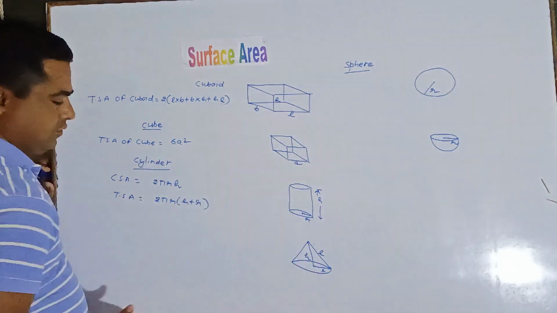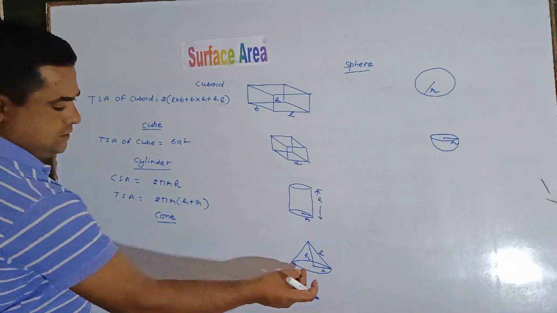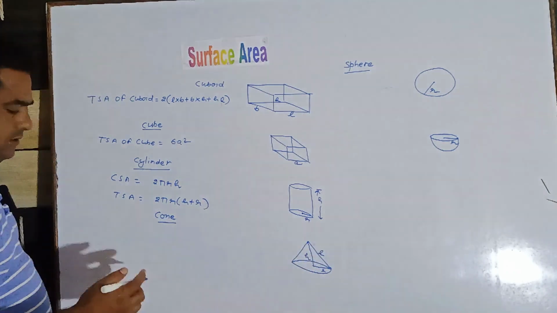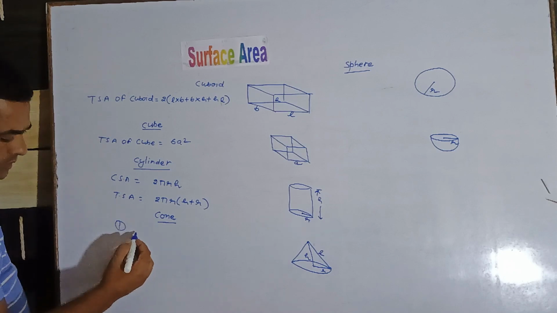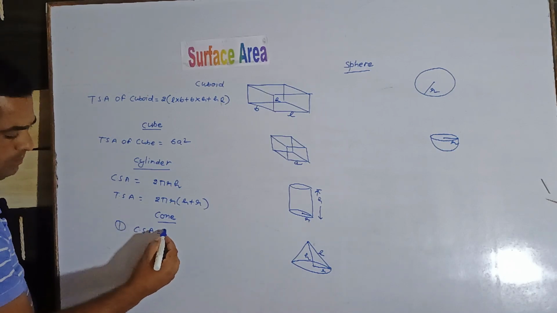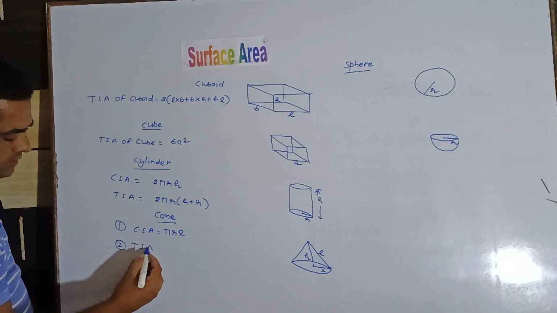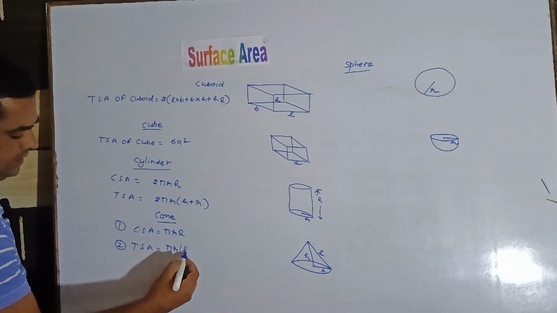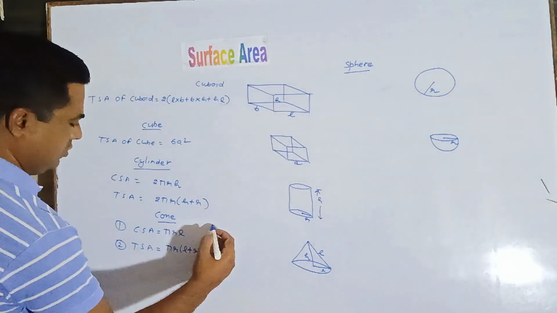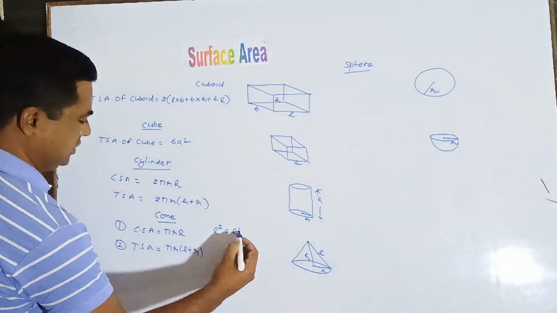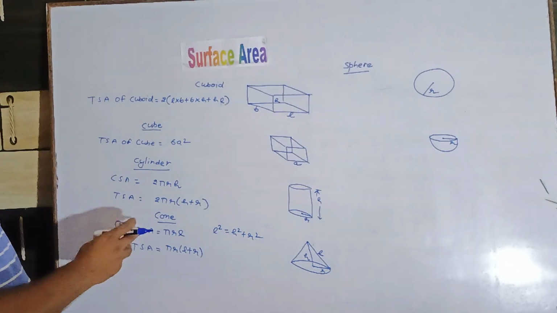Now we are seeing the formulas of a cone. Students, you have seen this type of shape, correct? This is the radius, this is the height and this is the slant height. So the first formula of a cone is curved surface area, which will be pi r l, and the second formula is total surface area, which will be pi r in bracket l plus r. And there is a relation among l, r and h. You can write here l square is equal to h square plus r square. So students, these are the formulas for a cone.